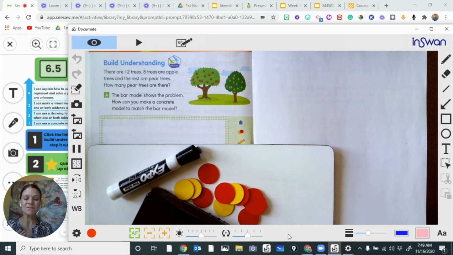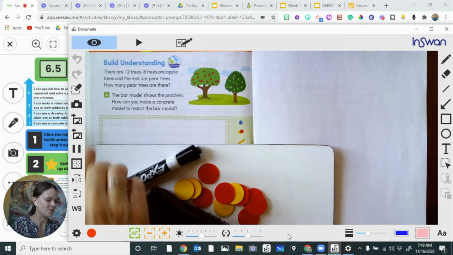Hey, our goal for our 6.5 lesson is to use visual models. Again, we're using bar models to show put together and take apart problems where one or both of our addends is unknown. So sometimes we get to decide our addends, and sometimes we might have come up with a different way than somebody else does. So let's take a peek at our first problem and work through some of these.